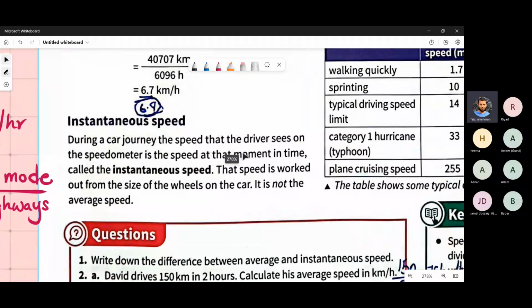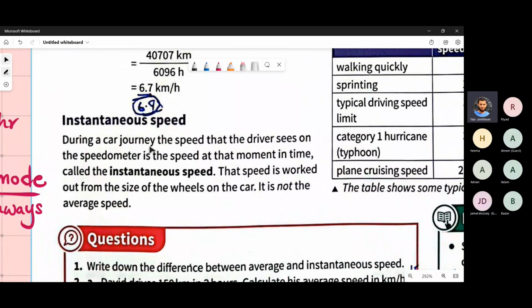For example, when you are traveling, on the speedometer in your car you see the speed is here. When you press the accelerator, it reaches somewhere here. When you press more, it comes here. This is the 120 km per hour mark. So instantly the speed is changing. Is this speedometer giving you average speed or current speed? Current speed, which is known as instantaneous speed.